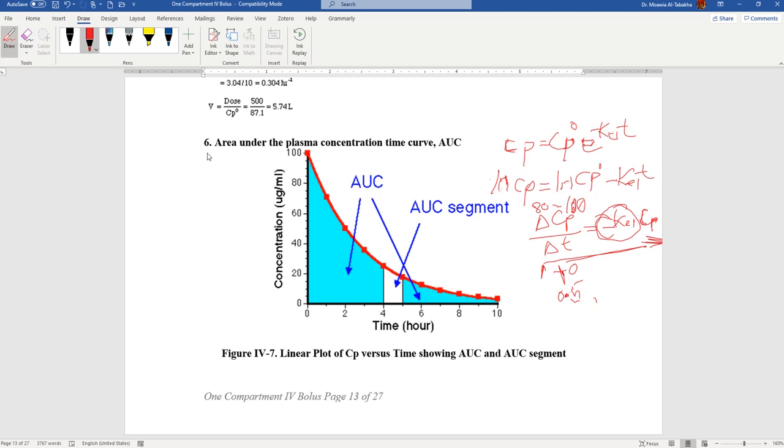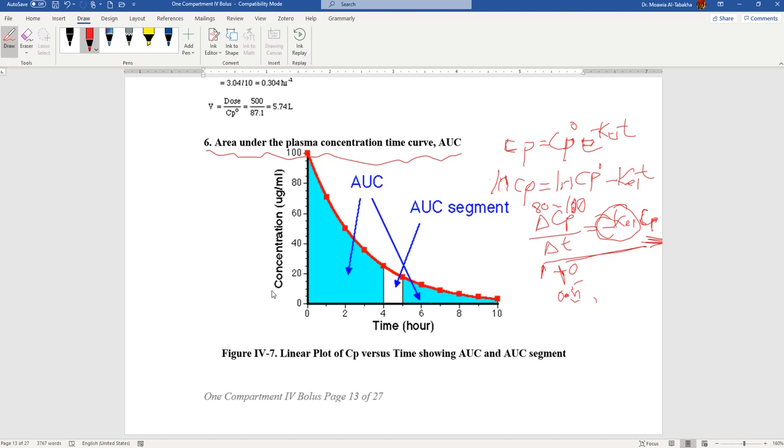Now we are going to talk about a new thing that is very important, which is the area under the curve. When we say area under curve, we are talking about the area here under the concentration time curve. This is the area we are talking about. Now this area is very important in different aspects.